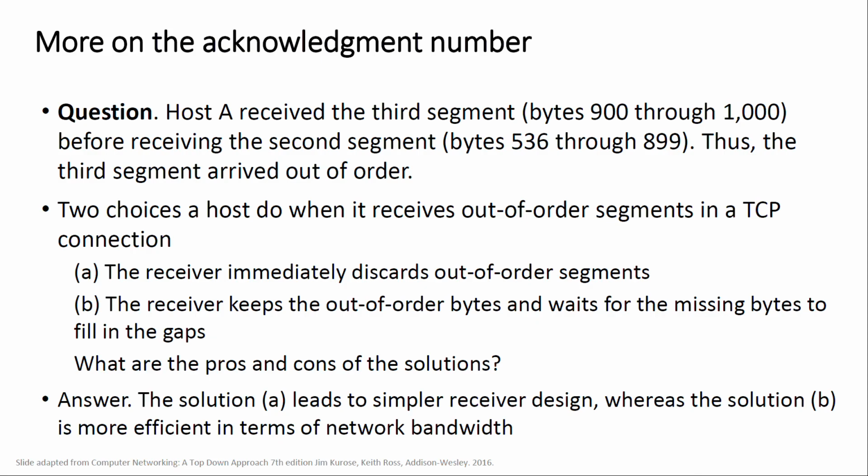A: the receiver immediately discards out of order segments because it cannot receive them later again. Or the second option, B: the receiver keeps the out of order bytes and waits for the missing bytes to fill in the gaps. So there are pros and cons of both solutions. Solution A leads to a simpler receiver design because it is easier to manage, but B is more efficient in terms of network bandwidth because you don't have to resend the third segment in this example.